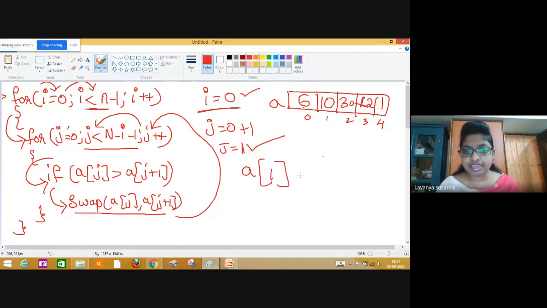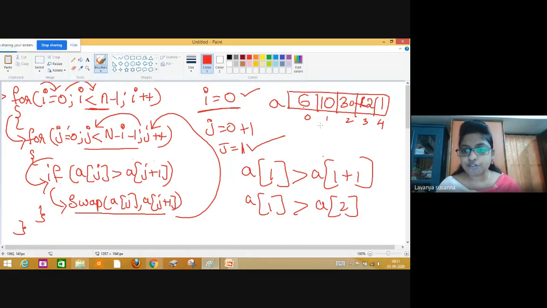A of 1 greater than A of 1 plus 1, that means A of 1 greater than A of 2. What is A of 1? Now A of 1 is 10, the first index value. 10 greater than A of 2. What is A of 2? 30. 10 greater than 30. True or false? False. When the if condition is false, swapping is not done. Again, j will be incremented. j plus plus, now j becomes 2.